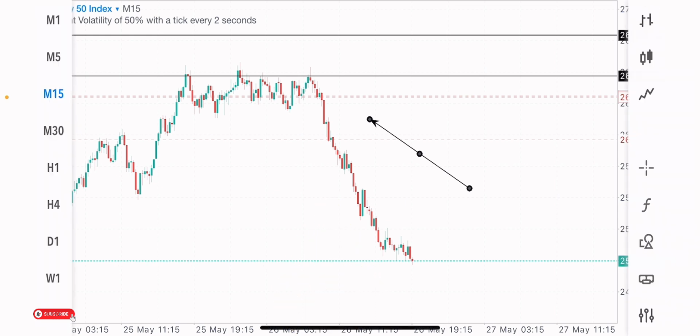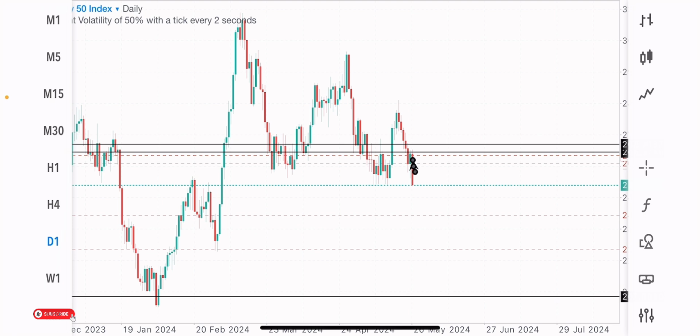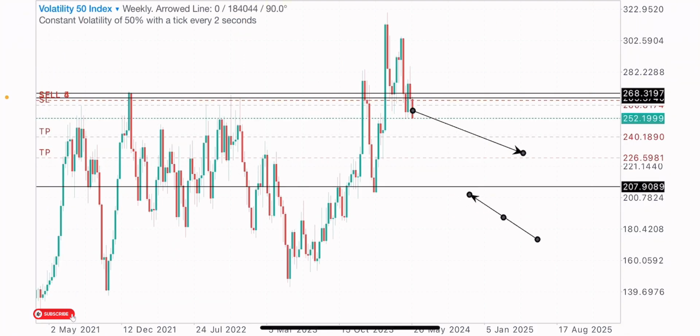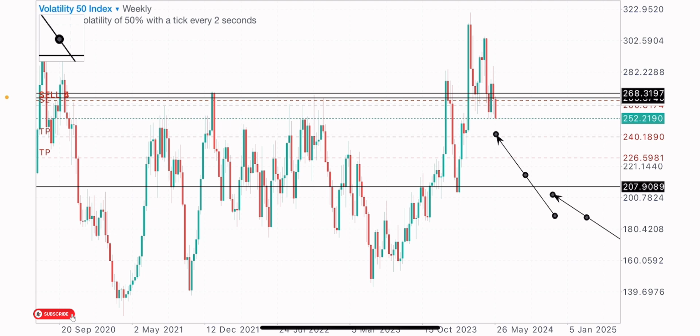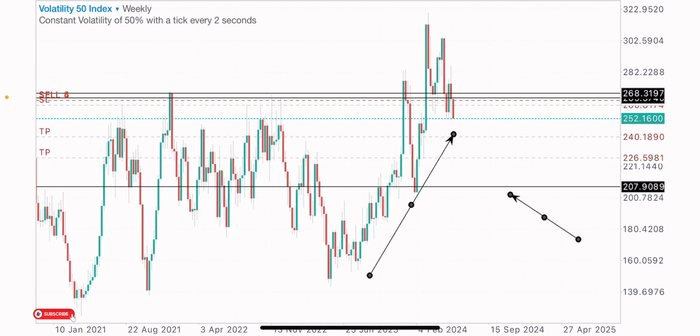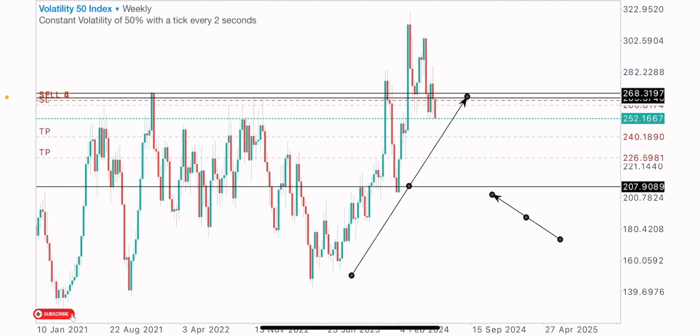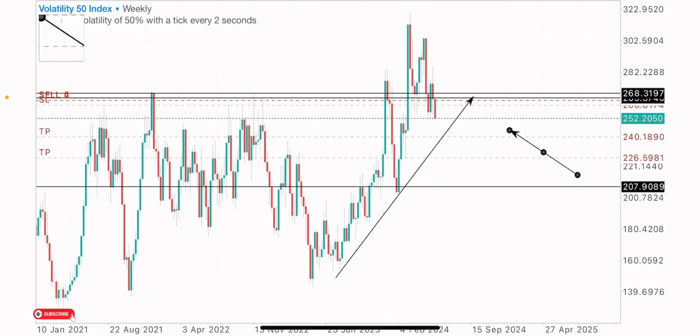So coming to the daily time frame, let's start from the weekly time frame. Coming to the weekly time frame on the VIX 50 index, we can see that this index has been bullish for a very long time, creating higher highs and higher lows, creating this bullish structure.